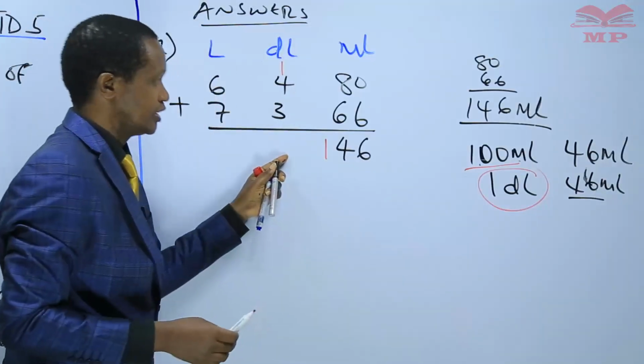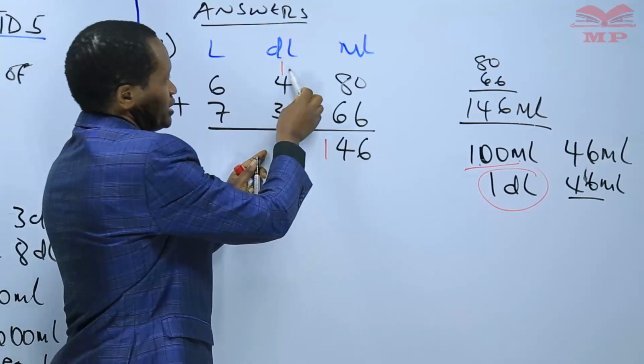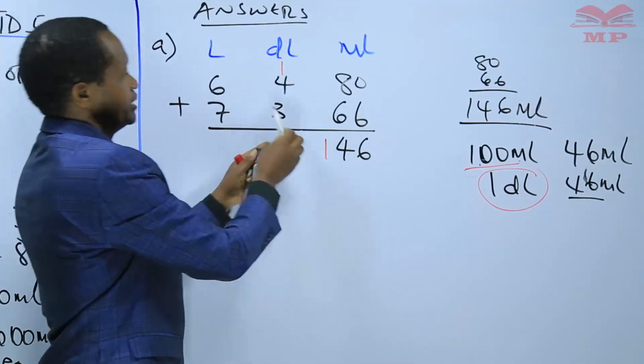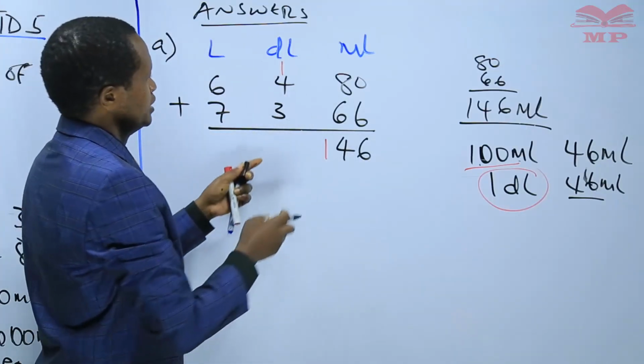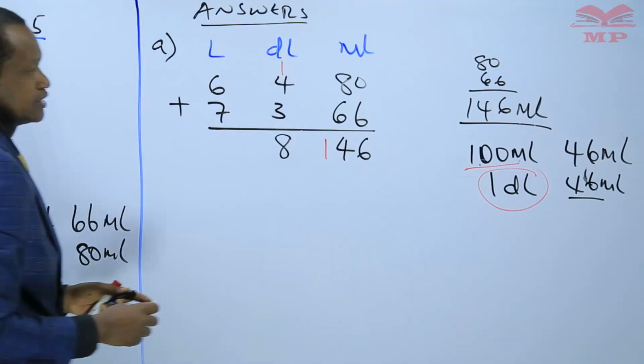So we can now go ahead and add the deciliters. So we have 1 deciliter plus 4 deciliters plus 3 deciliters, giving us a total of 8 deciliters.